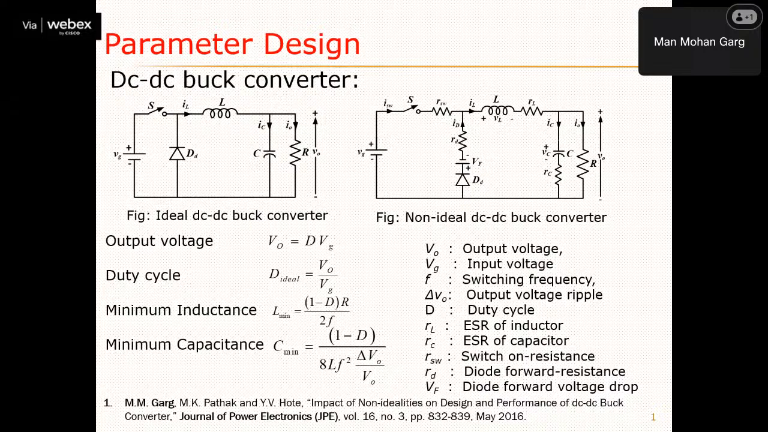So now we will see the impact of these non-idealities on parameter design.